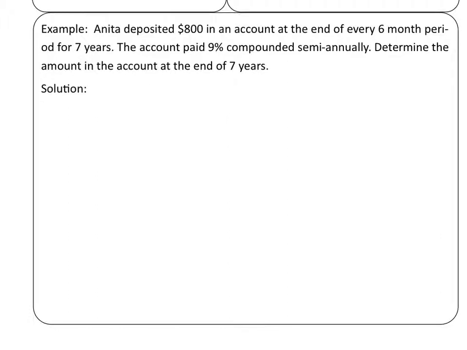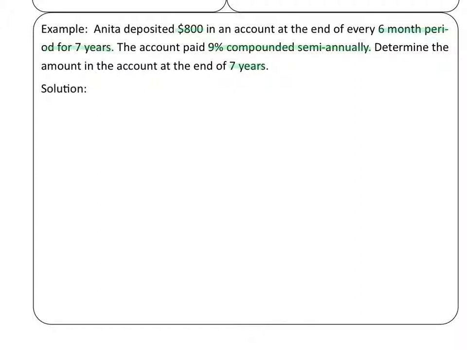So the one thing I like to do with the examples is highlight all the important stuff, and then I'll show you how I solve these problems. But first we're going to highlight. Anita deposited $800 in an account at the end of every 6-month period for 7 years. The account paid 9% compounded semi-annually, so that's every 6 months. Determine the amount in the account at the end of 7 years.